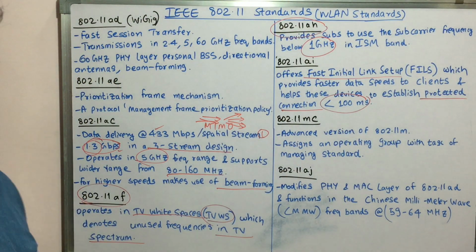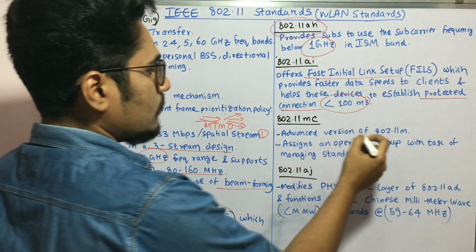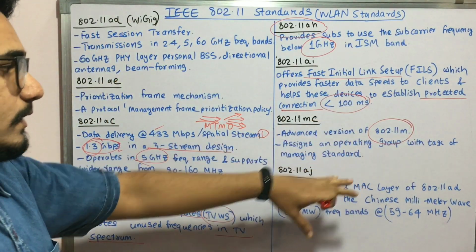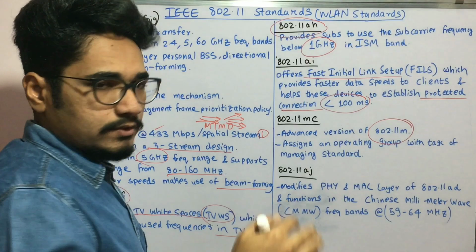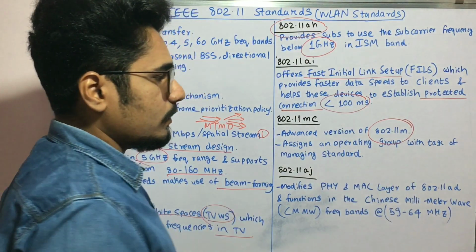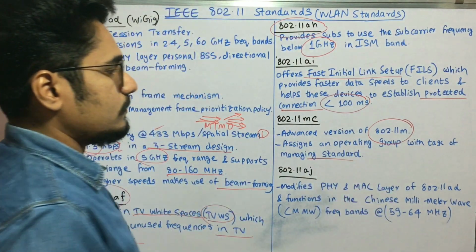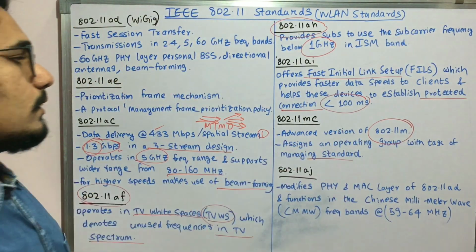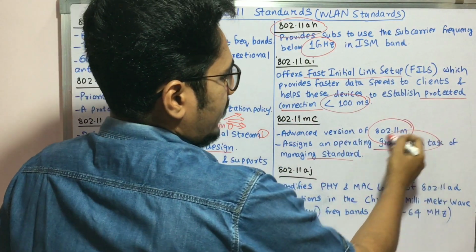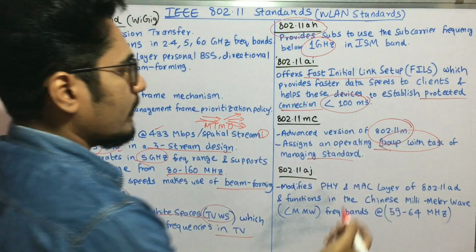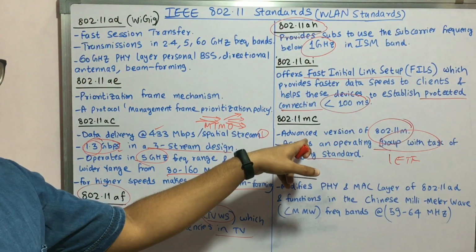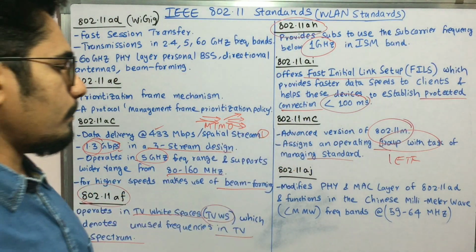Next we have something called the 802.11nc. It's an advanced version of the 802.11n. So this is another substandard. From here it evolved from 802.11nc, and it basically assigns an operating group with the task of managing the standard. It doesn't greatly care about this particular standard; it just maintains a group of tasks, which you can consider as an IETF task force, which maintains this band so that it is used properly.